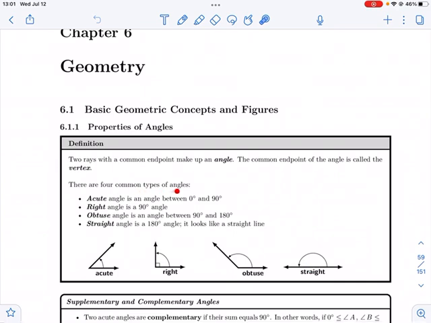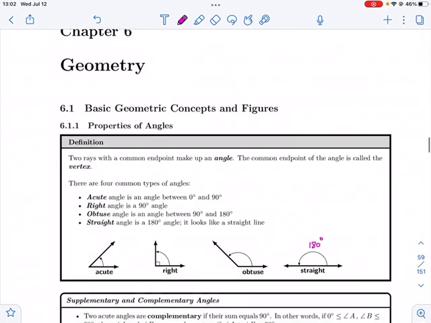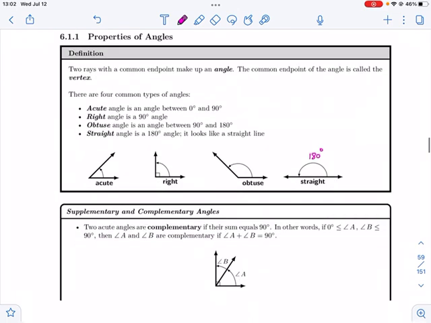There are four common types of angles. An acute angle is an angle between 0 degrees and 90 degrees. So this one is an acute angle. A right angle is 90 degrees. An obtuse angle is larger than 90. And a straight angle is 180 degrees. And this little circle here means degrees.